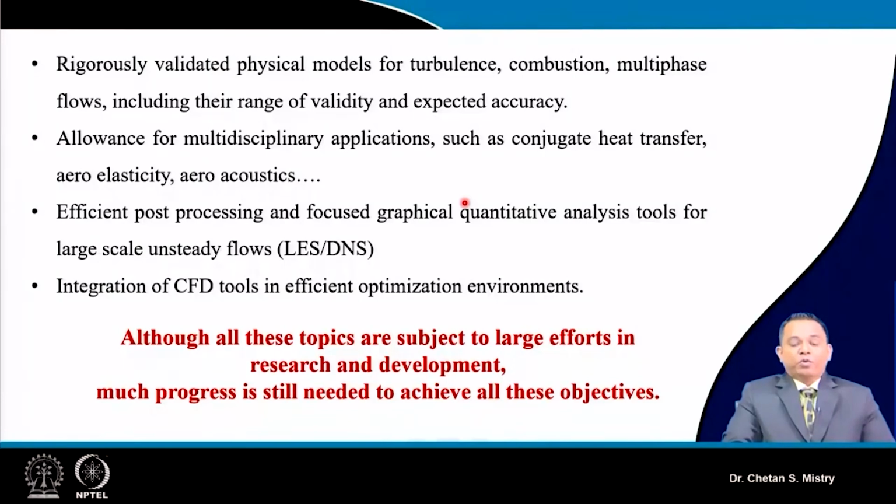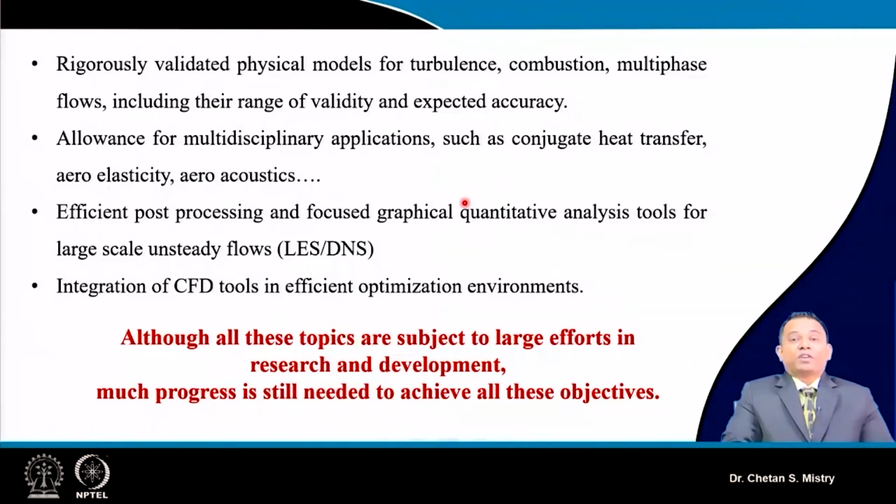Now, efficient post-processing and focused graphical quantitative analysis tools for large-scale unsteady flow. After doing this simulation or solving our problem, the post-processing is also equally challenging. Now we are looking for those kinds of tools which will help us in analyzing those unsteady simulations, LES or DNS simulations.